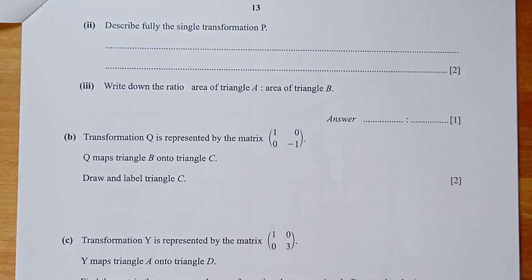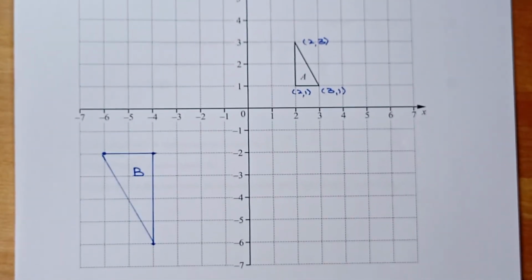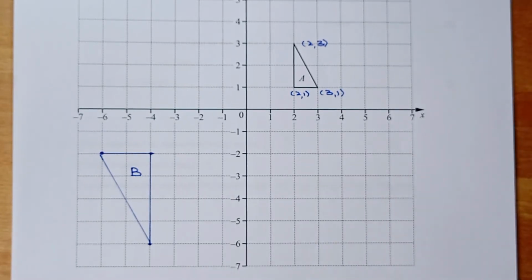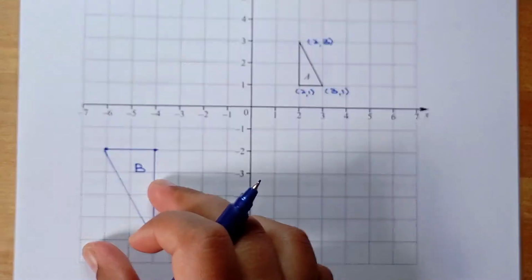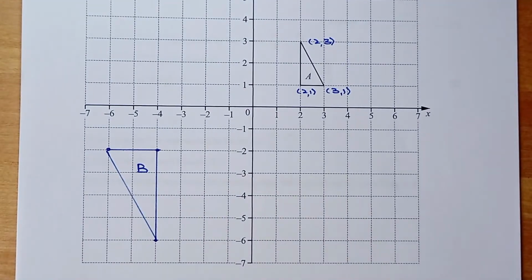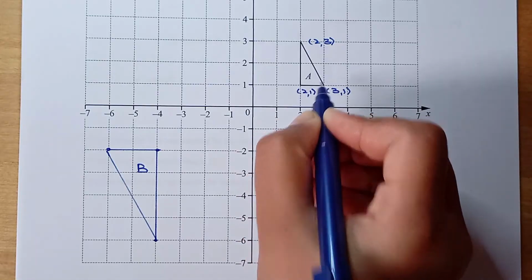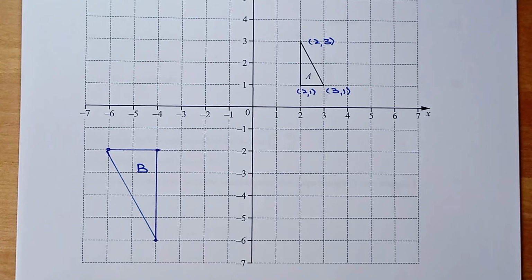Now for the second part, describe fully the single transformation P. Okay, so the transformation P, how can we describe it? So by using transformation P on A, we get triangle B. So how can we describe this transformation? We can say A to B. This is not a translation, not a rotation, not a reflection. It is basically an enlargement, right? This is 1 and this is 1 and 2. So it is an enlargement with a scale factor 2.